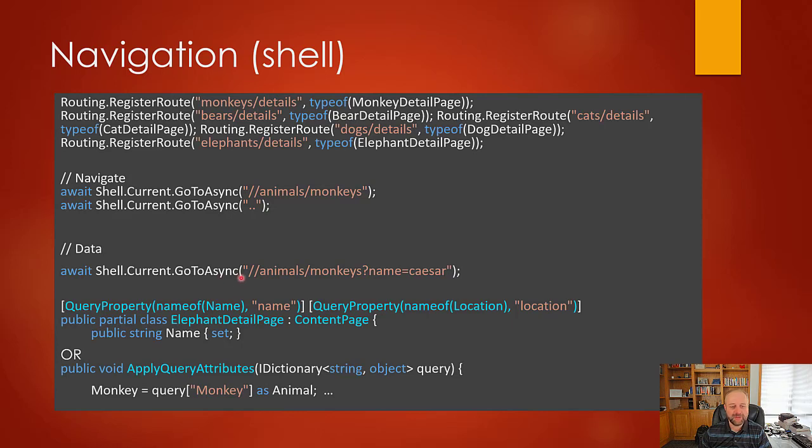I can pass data to the caller, same way we do with the URL, and the way that works is we can, on our class, add a class-based attribute saying that anything of the name is bound to property name, and anything of location is bound to property location. So here's that name of name. This value would be put into here because it matches this value, right? Alternatively, you can create an ApplyQueryAttributes method. It takes an IDictionary of string and object, and you can do query whatever is whatever. So there's a couple different ways you can do this. But it is kind of interesting to note that it will take sophisticated types if we need.